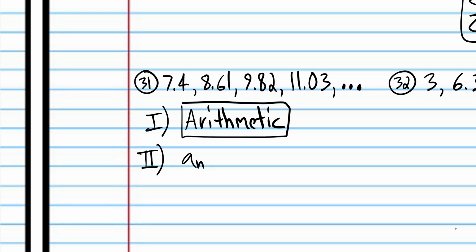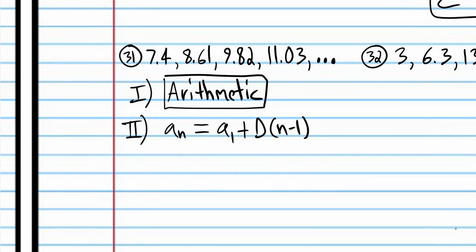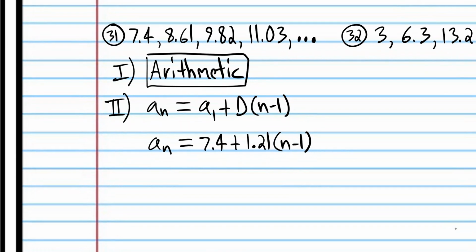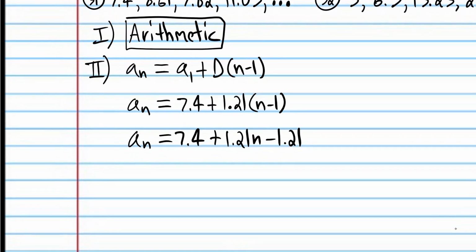So the nth term of an arithmetic sequence is equal to the first term plus the common difference times the number of the term that you're looking for, minus 1. So first term is 7.4. The common difference is 1.21. And so we get 7.4 plus 1.21n minus 1.21. So 7.4 minus 1.21 is 6.19.